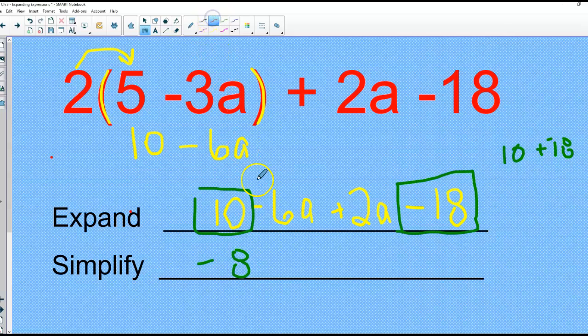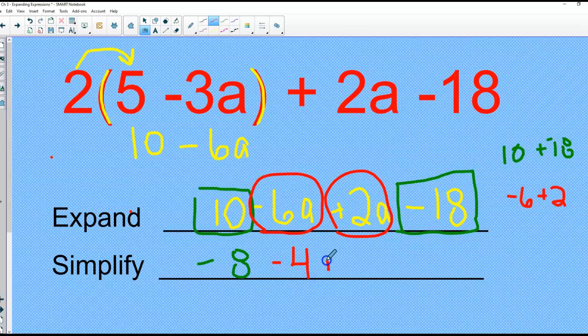And then if we do the a's, so I have a negative 6a plus 2a. So think of that, minus 6 plus 2. So that would be, what, minus 4. And bring down your a. That is all I can do. There is nothing else to combine. So this would be your simplified answer.